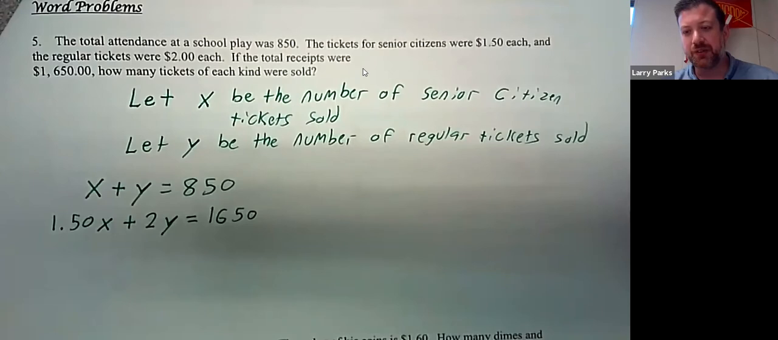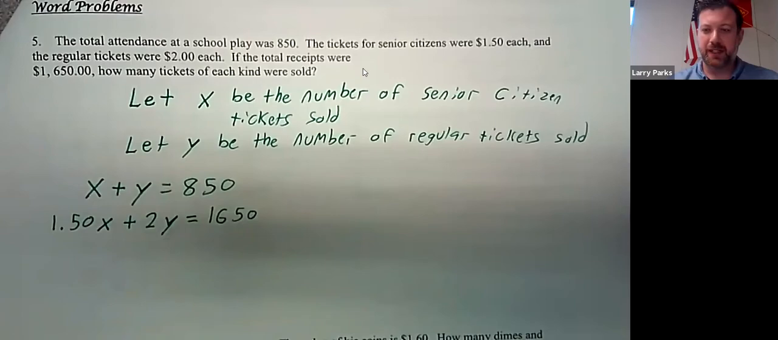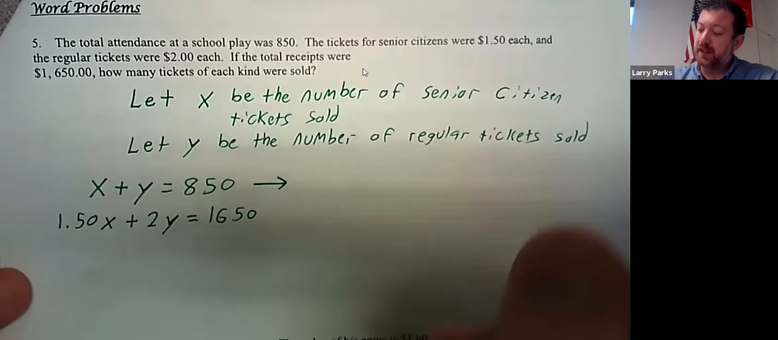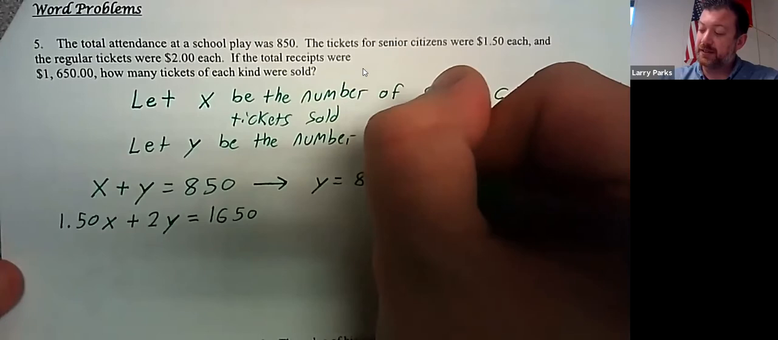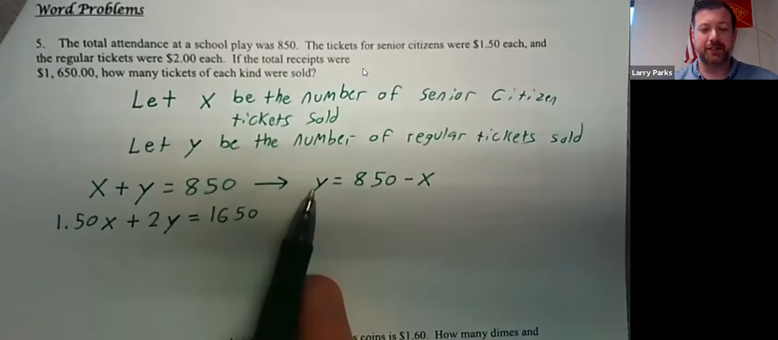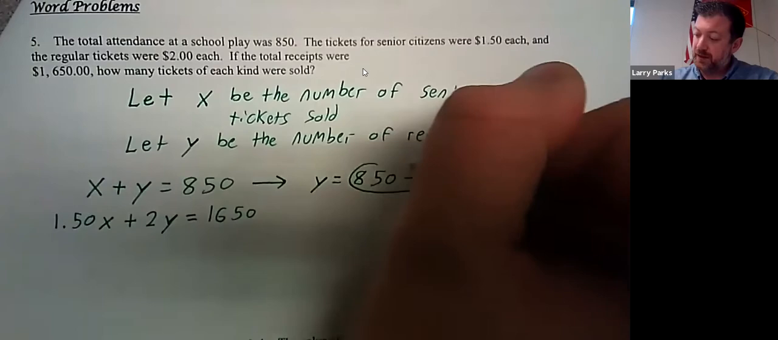And on a problem like this, you could use elimination if you want. You can multiply this, say, by negative 2 and make that negative 2Y, not positive 2Y. I personally think that it would be easier to use substitution. So I'll take this equation and I'll solve for Y. That'd be Y equals 850 minus X. And all that says is to find the number of regular tickets, just take 850 minus the number of senior citizen tickets, which makes sense. And we're going to plug this in for Y.